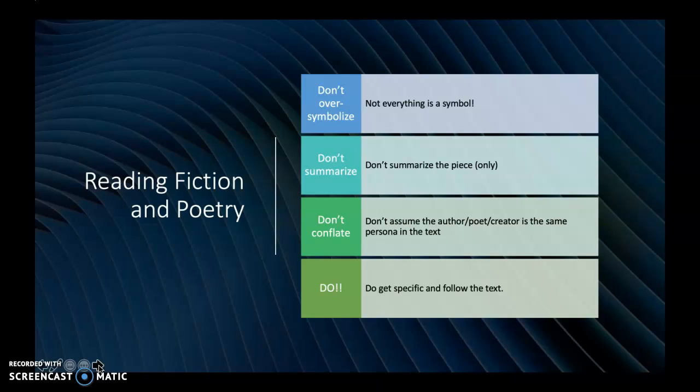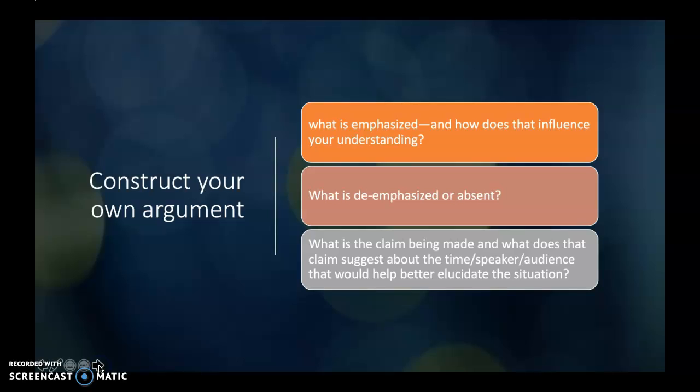You can't just assume that you know what the text is and project onto the text. We do that to a certain degree by having a perspective, but we don't want to do it so much that we do violence to the text. We want to construct our own arguments. We do that by thinking about what is emphasized and what is not emphasized or absent from a text.